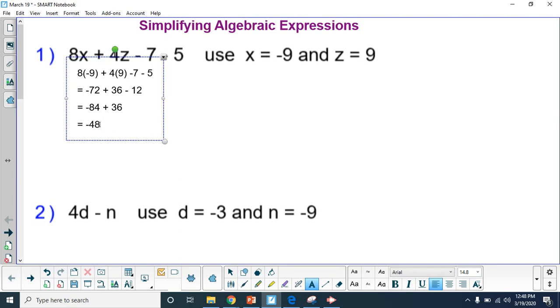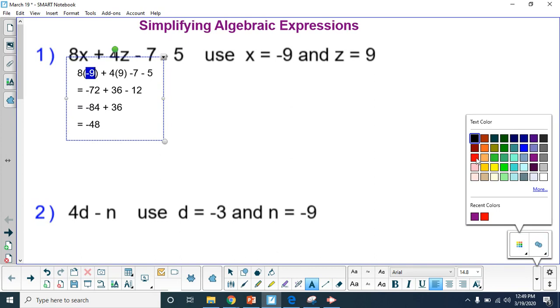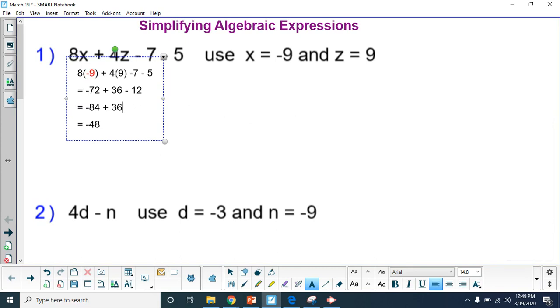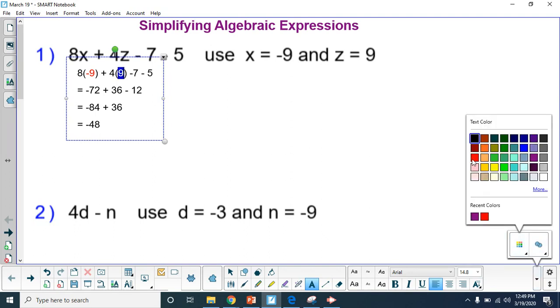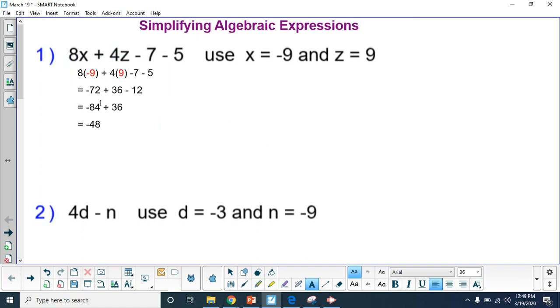A quick recap. 8 times negative 9. In this, negative 9 is the value that we substituted. So I'm going to just give a new color for that number that we substitute. And in the second term, the 9 is the value that we substituted. All right. Then when you simplify using the order of operations, you will get the answer as negative 48.